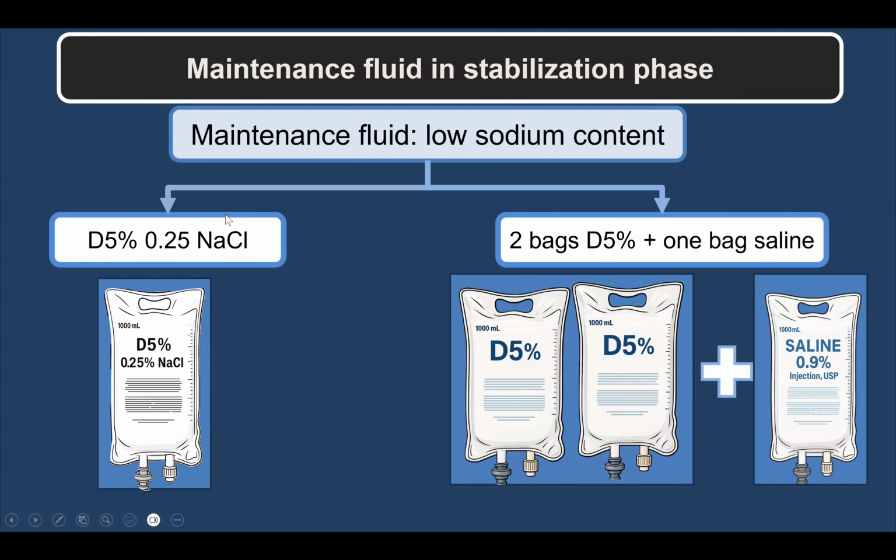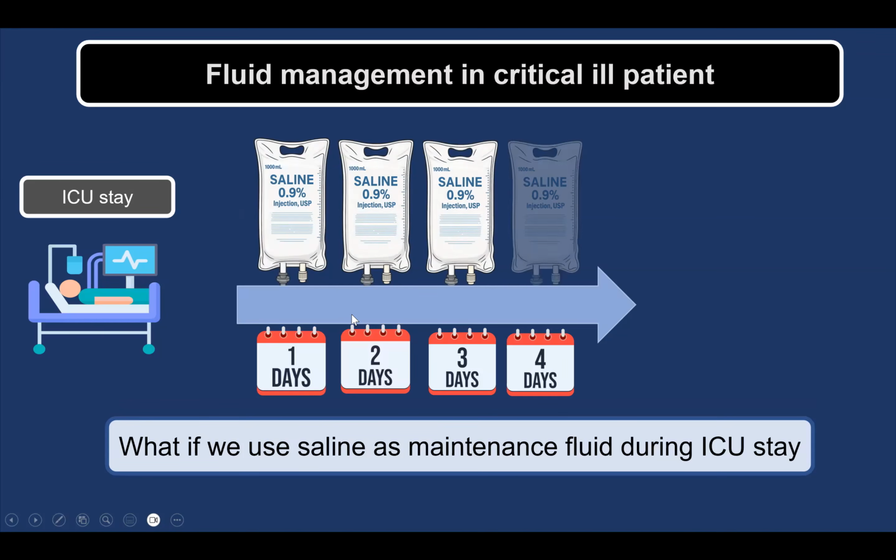Either we use dextrose 5% in 0.25 sodium chloride, or a mix of 2 bags of dextrose 5% plus 1 bag of saline if you don't have this solution in your setting. So what if we are using saline as the main crystalloid for maintenance therapy in our ICU each day?